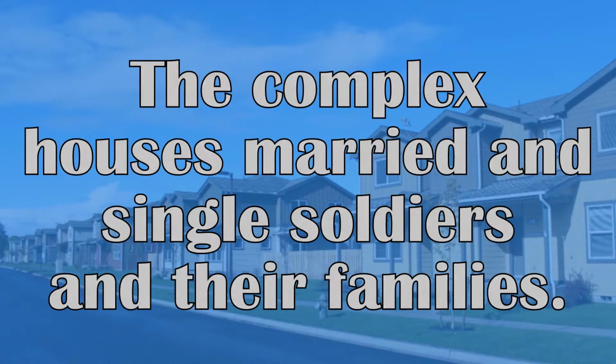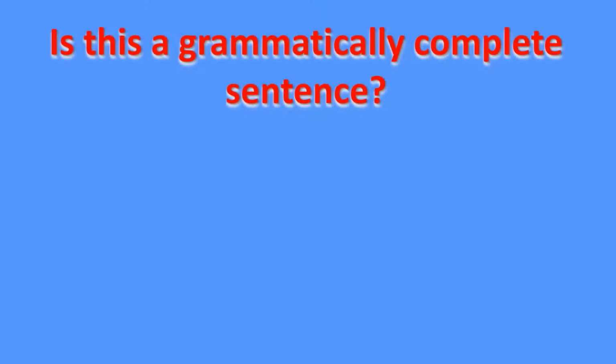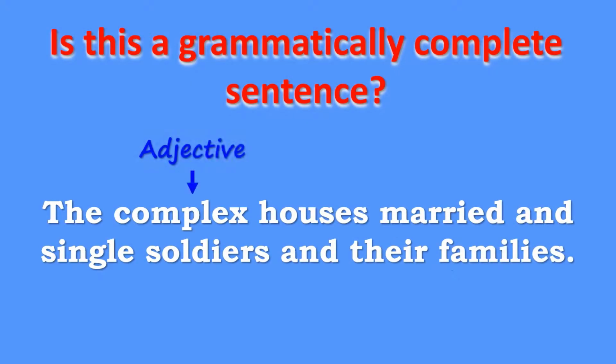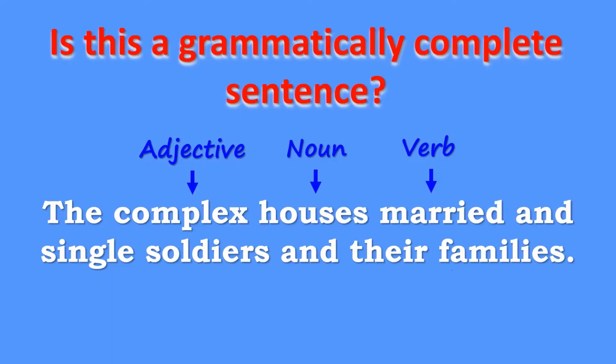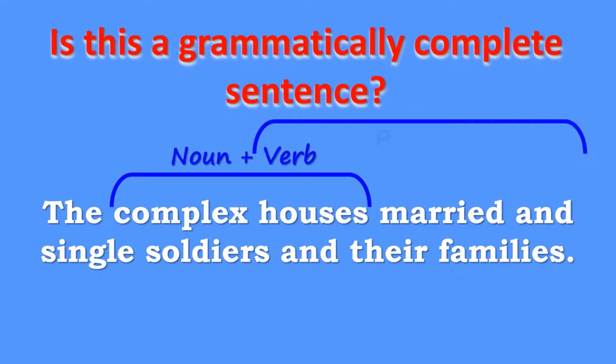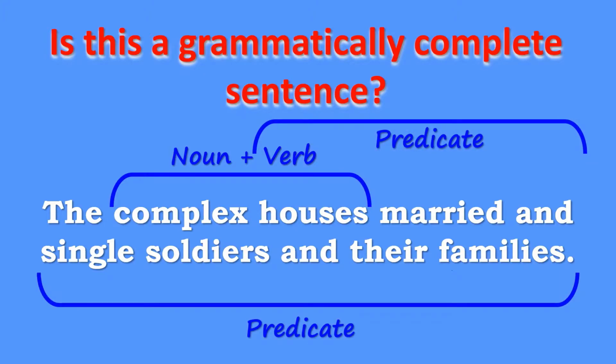The complex houses married and single soldiers and their families. Is this a grammatically correct sentence? Here we have a noun and a verb. But what about the rest of the sentence? This is when we realize that our first assumption about the verb and the predicate might have been wrong, because this is the noun, this is the verb, and this is the whole predicate. Again, this is a grammatically correct sentence, but it's hard to figure out what this sentence was trying to say.